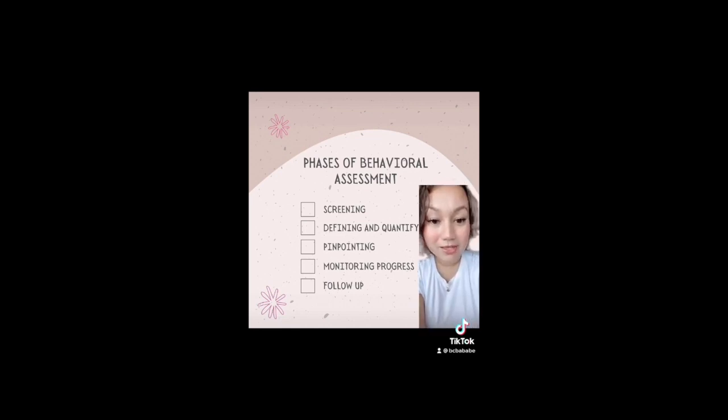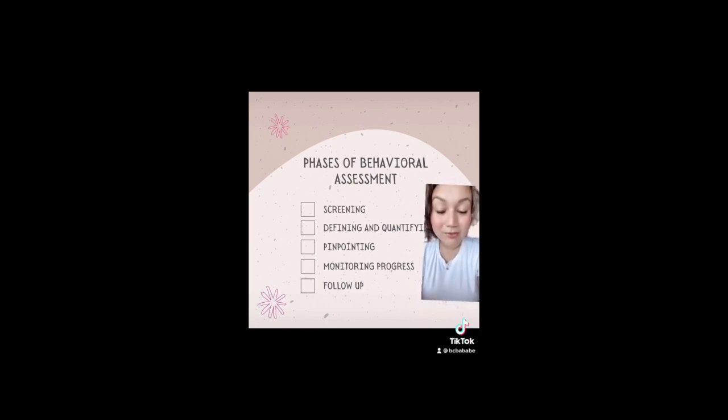Defining and quantifying, we would be labeling what is the overall goal of services. Why are we here? Why are we getting behavior intervention services? What do we want to accomplish? So for example, let's say Johnny, we really want him to be independent and we want him to be as independent as possible, which might include teaching him basic hygiene skills and communication.